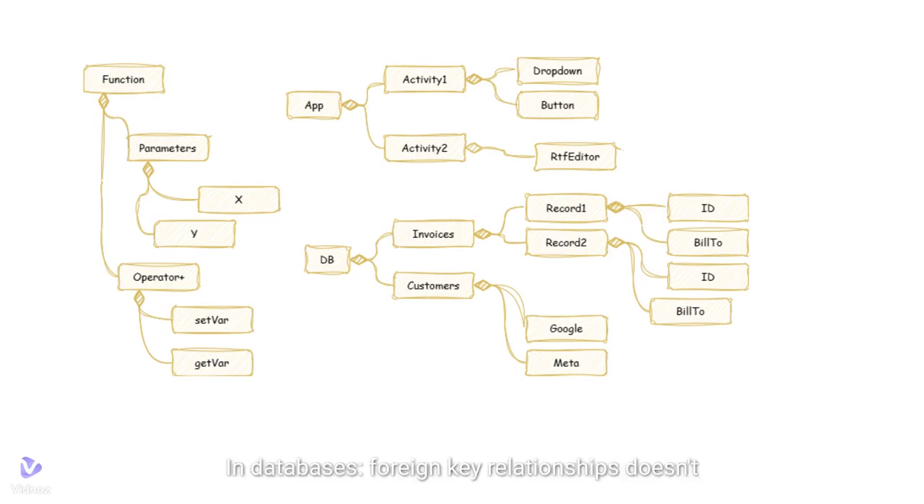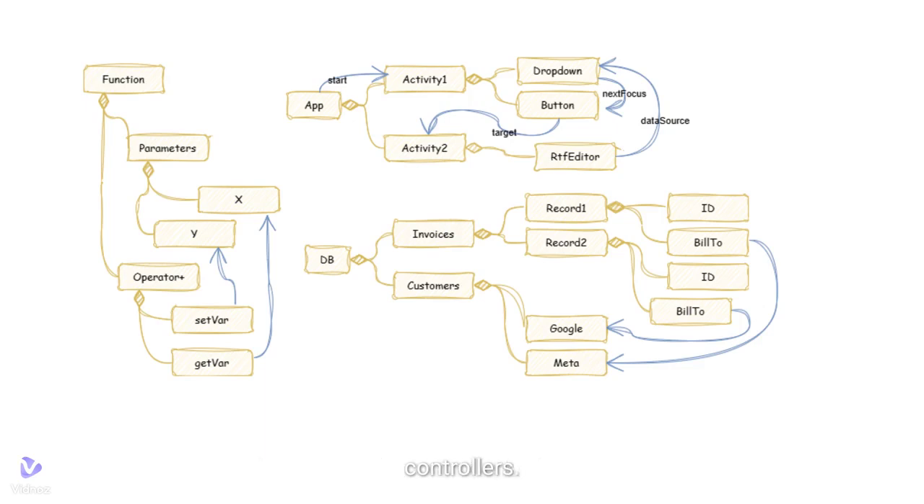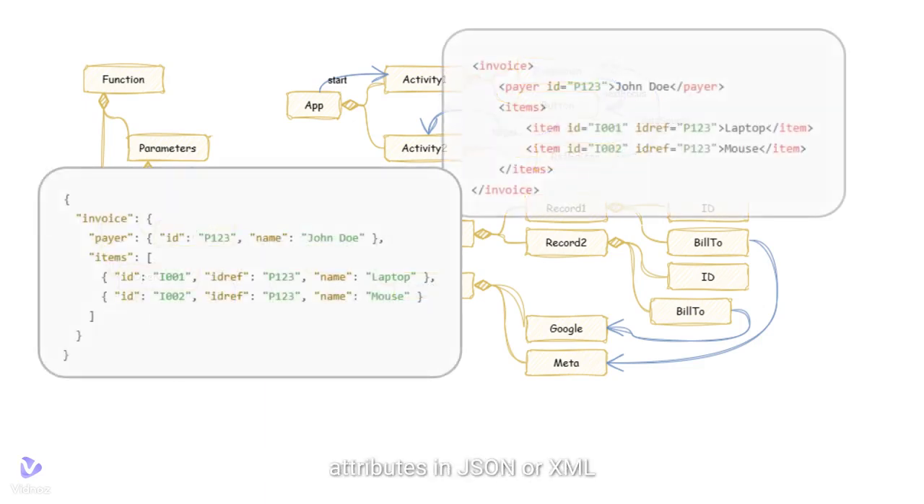In databases, foreign key relationships don't mean one table owns the other. In programming languages, AST nodes can freely reference variable and type declarations. In graphical user interfaces, different UI controls can reference one another, models and controllers. We can think of weak pointers as mirroring relationships represented by ID or href attributes in JSON or XML.